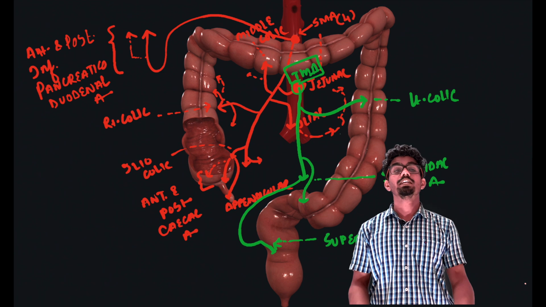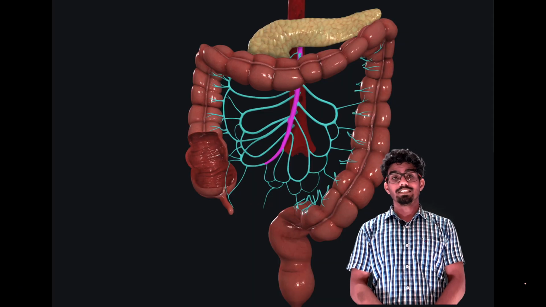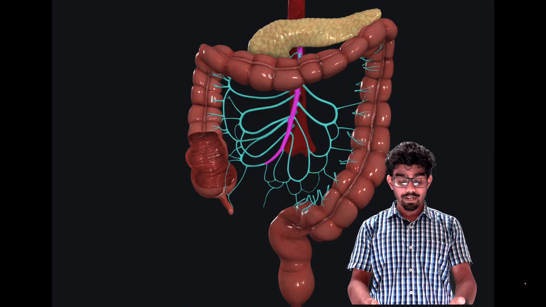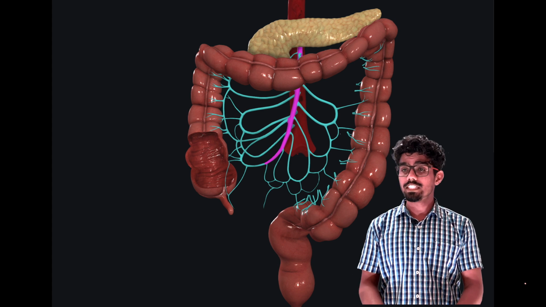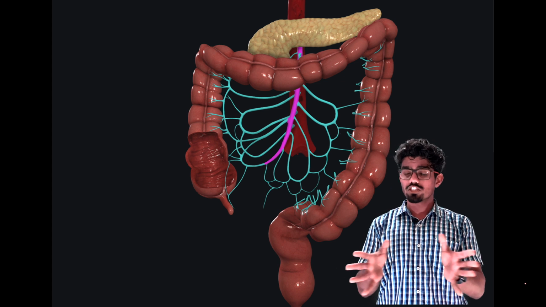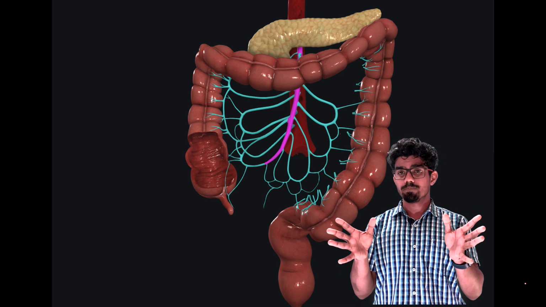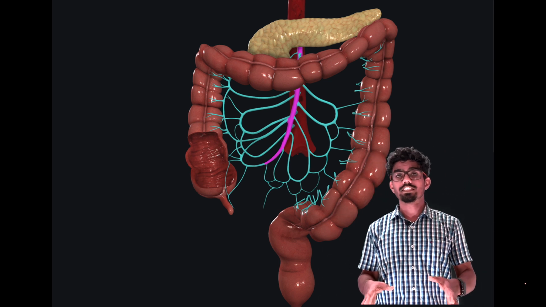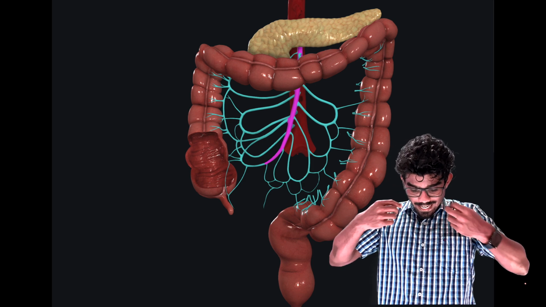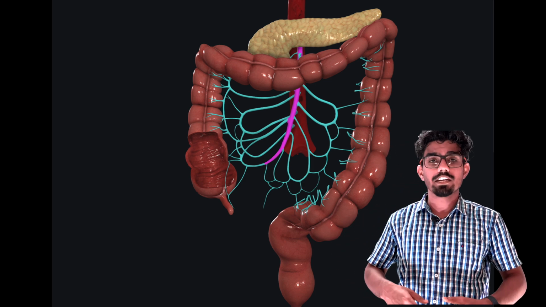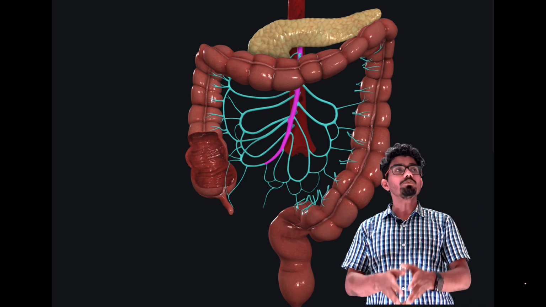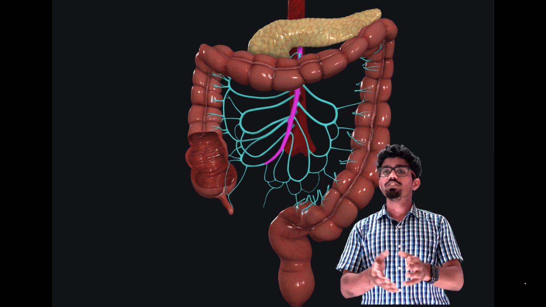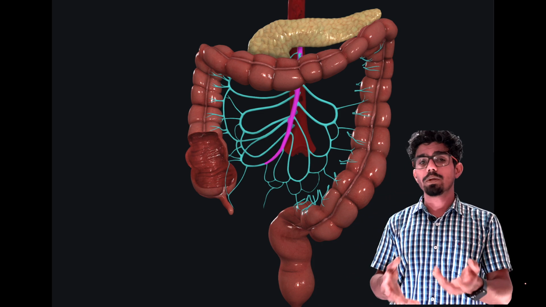So overall these are the branches of the abdominal aorta and the branches of the celiac trunk, superior mesenteric artery and inferior mesenteric artery. Look, the arterial branches of the superior mesenteric and inferior mesenteric arteries form an arcade-like structure, small branches that supply the whole large intestine and small intestine, forming an arcade-like structure called the marginal arcade of Drummond.